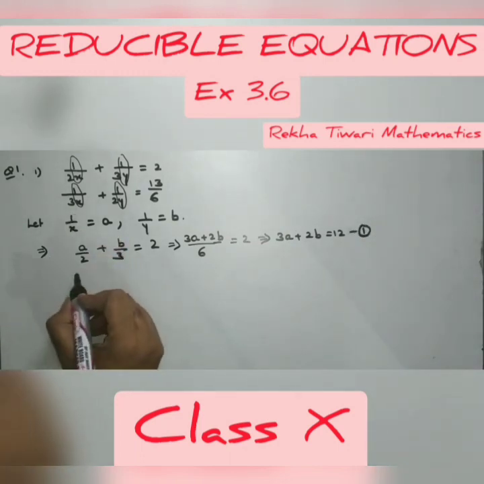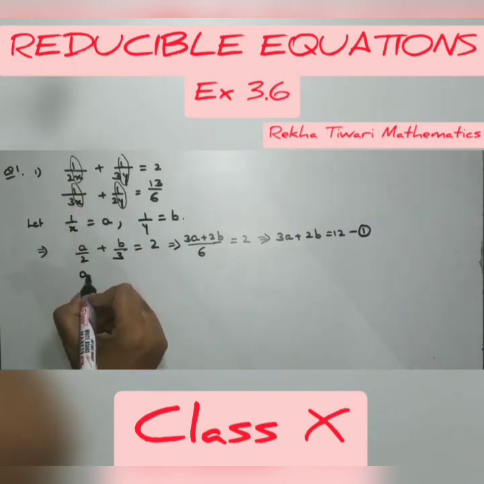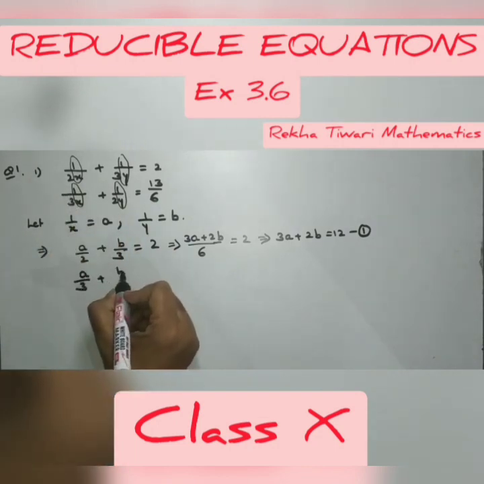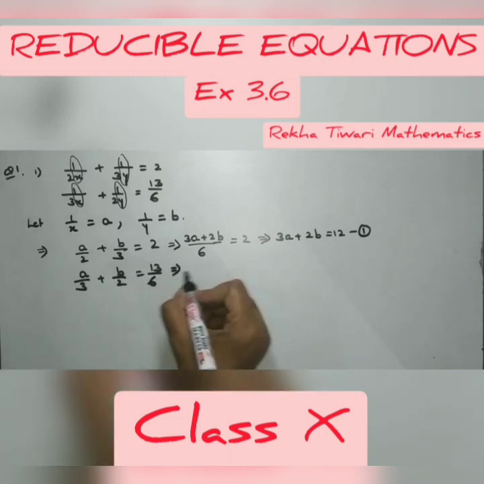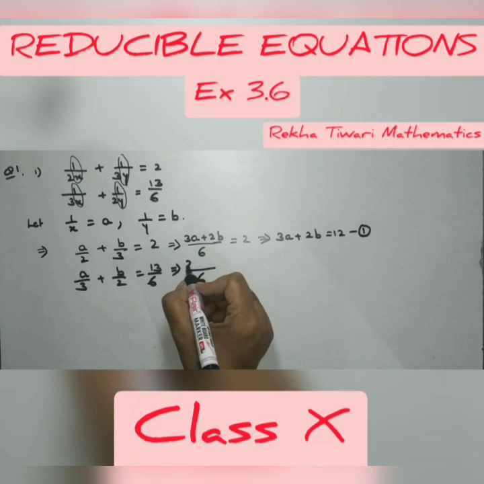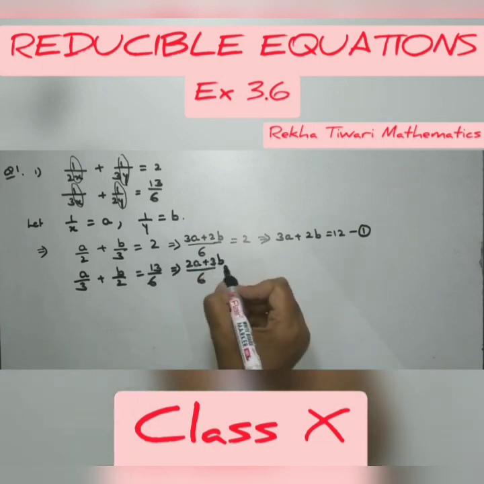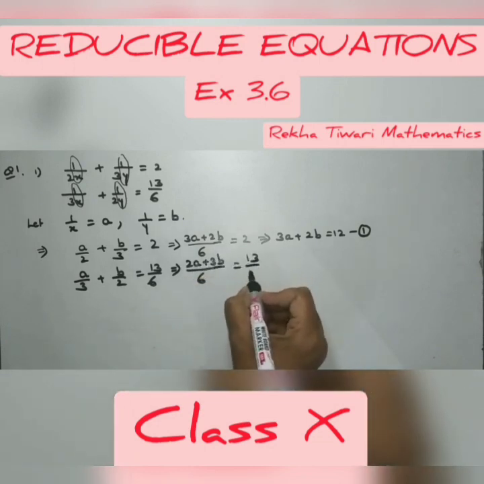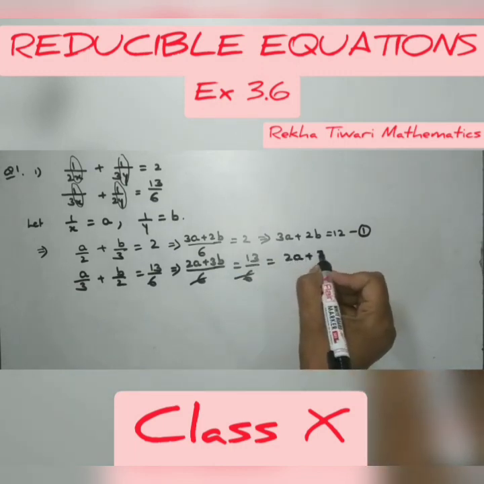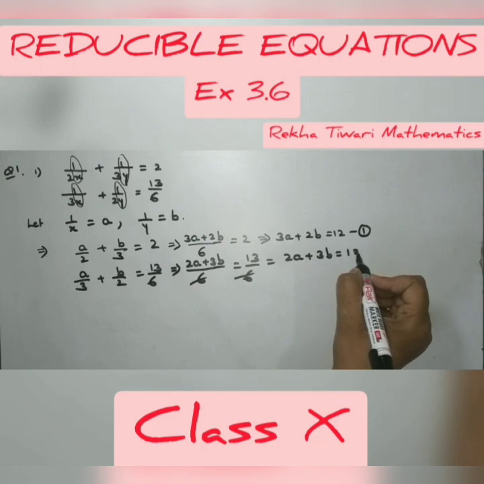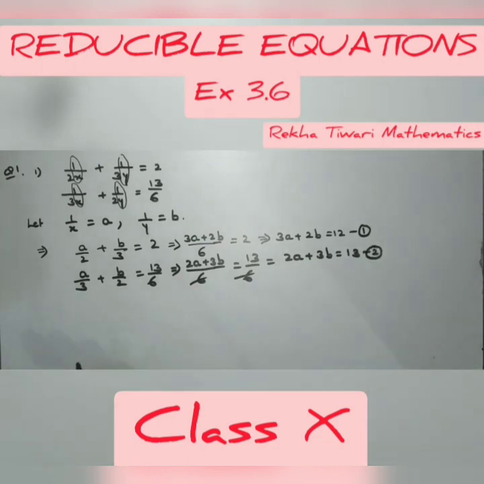Similarly, if you change the second equation, it is a by 3 plus b by 2 is equal to 13 by 6. Again take down the LCM, 6, 2a plus 3b is equal to 13 by 6. Cancel 6. Equation changes to 2a plus 3b is equal to 13. This is equation number 2.